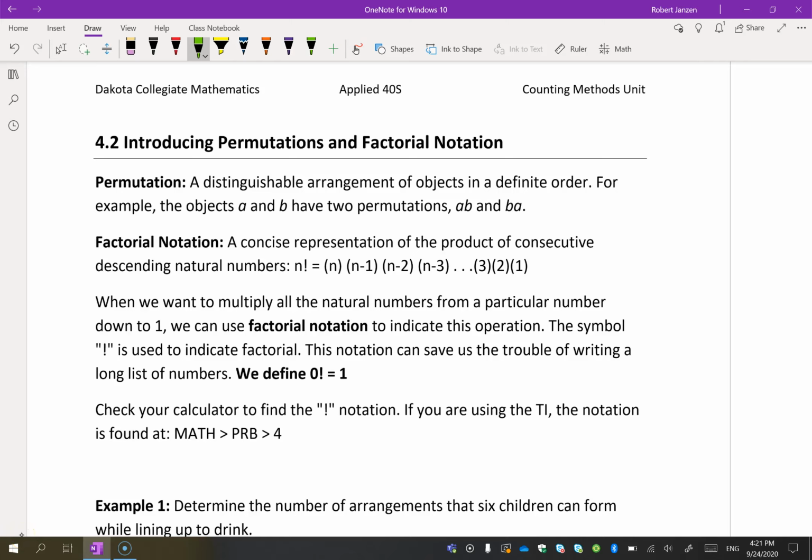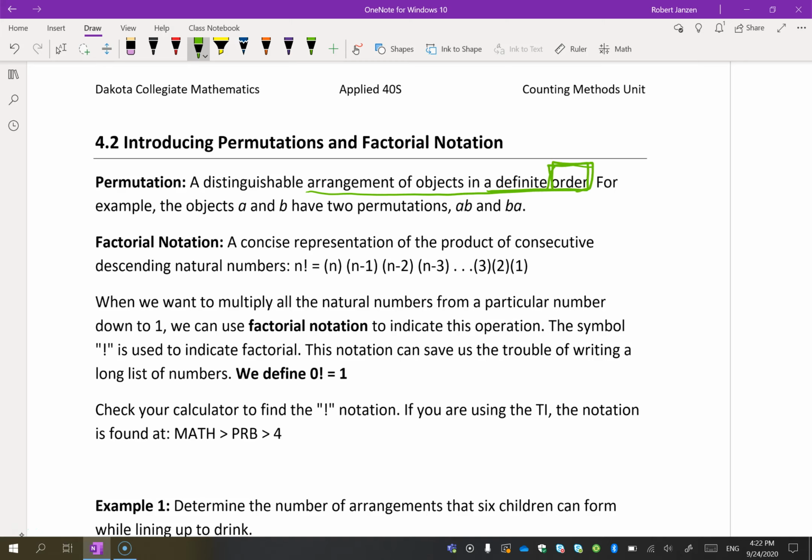So in the last lesson, we learned about counting principles. Most of those questions we dealt with last lesson were called permutations. A permutation is an arrangement of objects in a definite order. Order is the important word here.